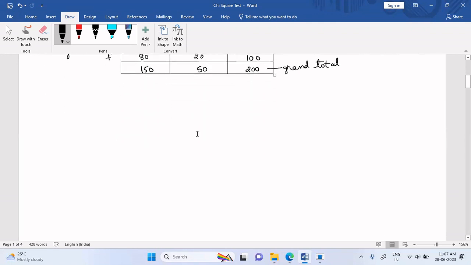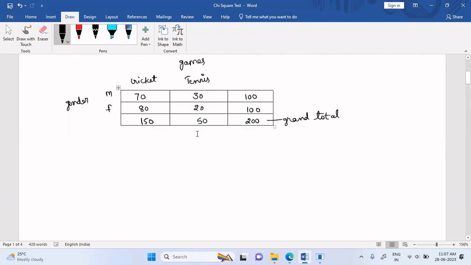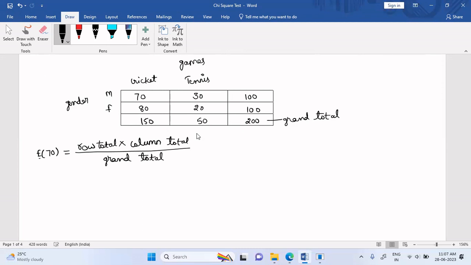So here we need to calculate the expected frequency for each observed frequency. The expected frequency for 70 is equal to, using the formula, row total into column total divided by grand total. For the observed frequency of 70, the row total is 100 and the column total is 150. The grand total is 200. So we multiply 100 with 150 and divide by 200. This gives 75. So 75 is our expected frequency for 70.